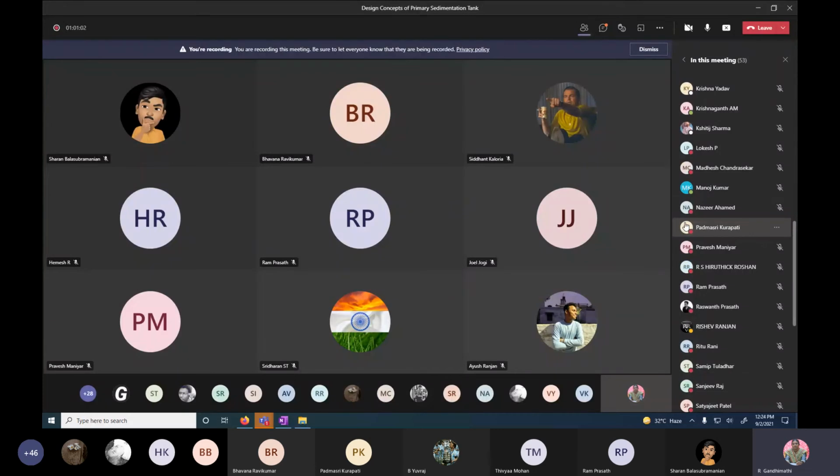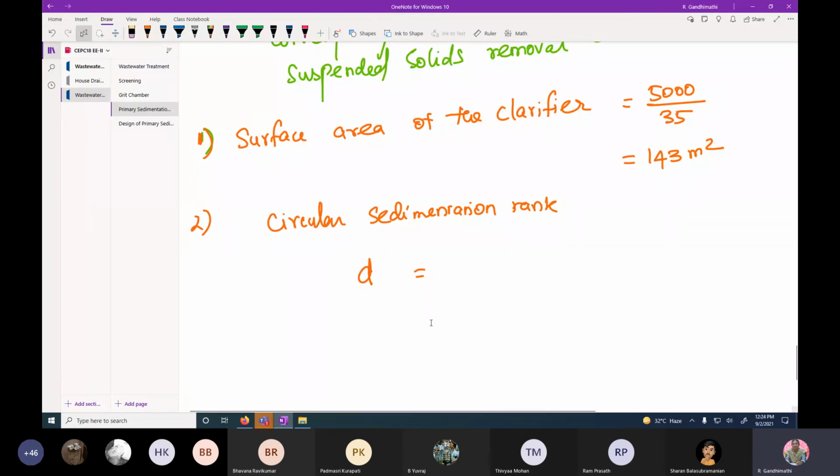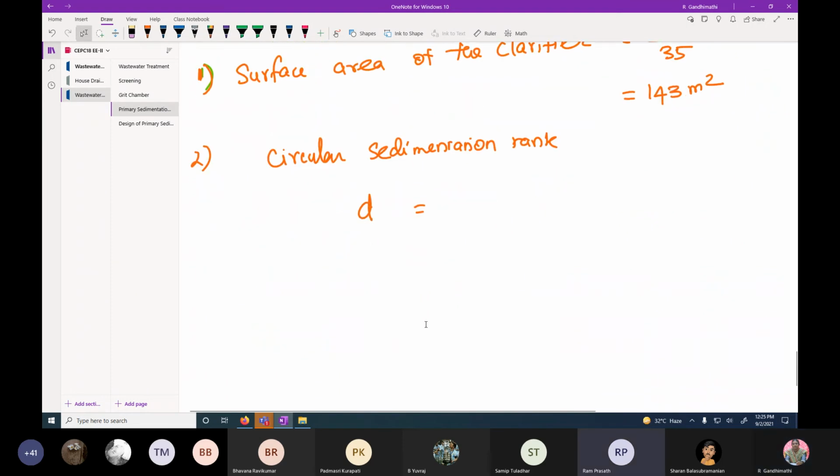Sami, Tula there? Yes, ma'am. Can you tell me what is the value of the diameter? Wait, ma'am. I have to calculate. No, no, you have to do it by yourself. Others, anyone tried calculating the diameter of the tank? 13.5 meter. 13.5 meter, okay.